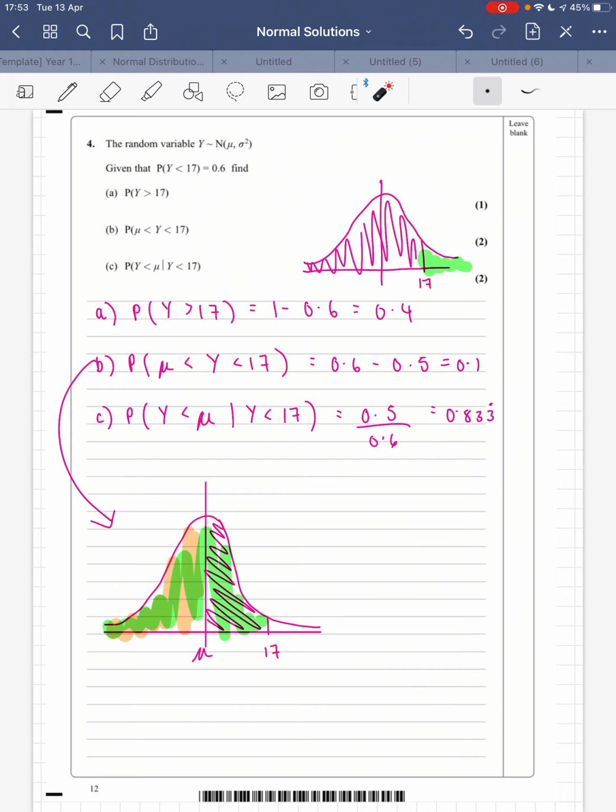Any other given question, find the probability of x given y, we do the probability that y is less than the mean out of the probability that y is less than 17. So 0.5 divided by 0.6 gives us 0.83 recurring, or just 0.833 if we round it to 3 significant figures. And that's that question done.